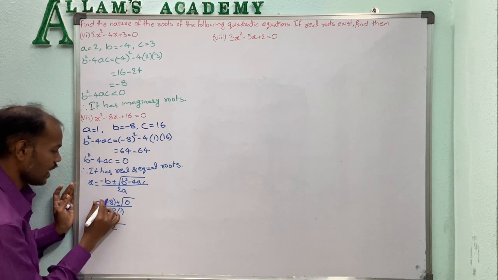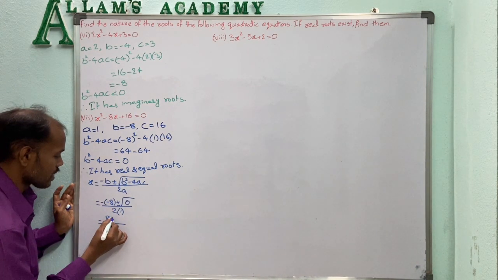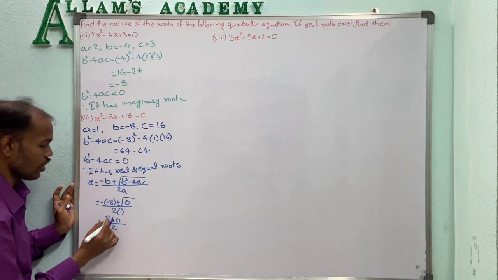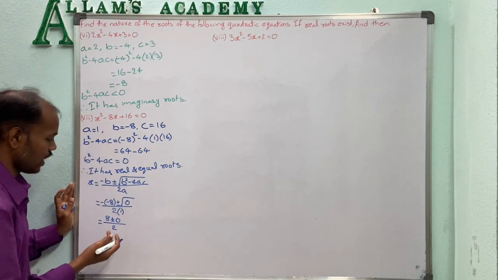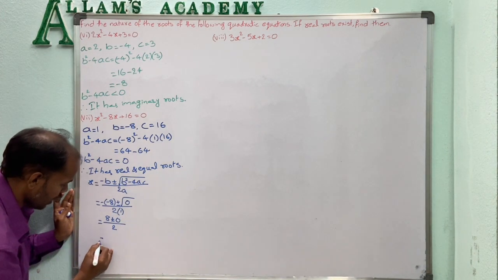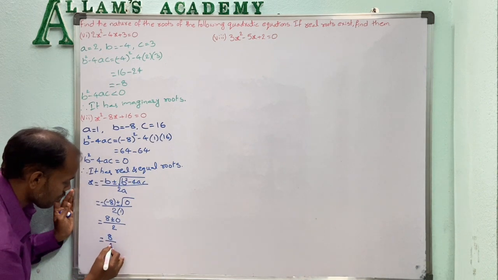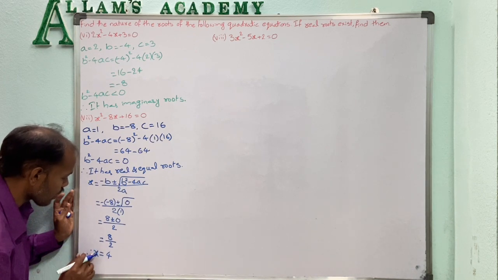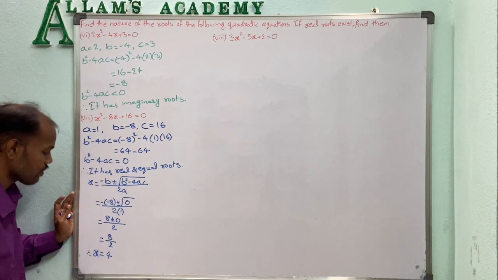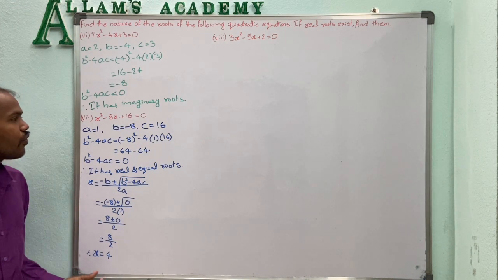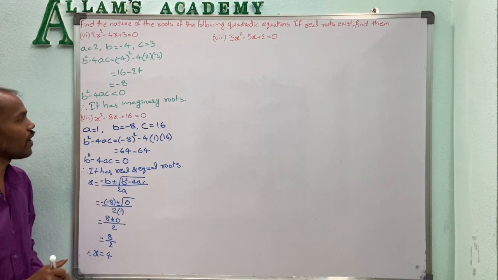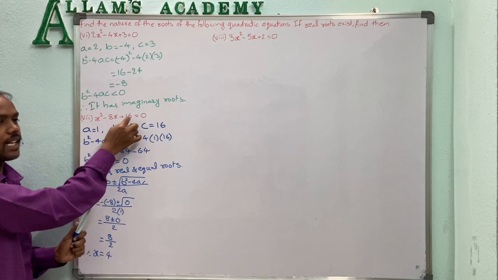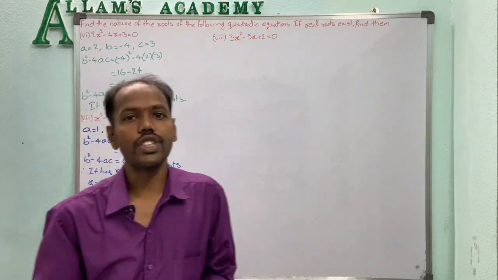Minus of minus 8 is nothing but 8, plus or minus root 0 means 0. So 0 added to any number or subtracted from any number, we get that number only. That means 8 by 2. 8 by 2 is nothing but 4. So the x value is 4. So 4 is the root of the quadratic equation x square minus 8x plus 16 equal to 0.